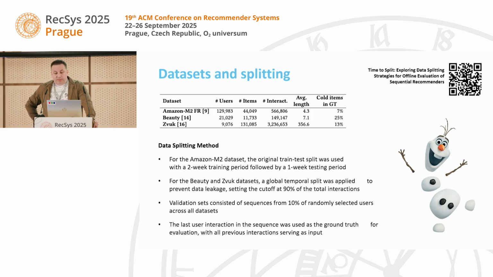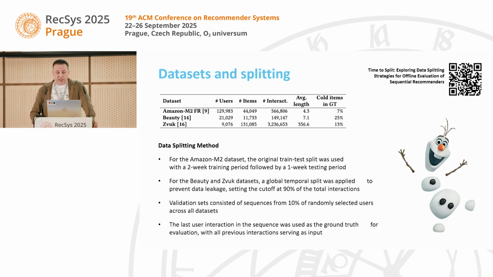And what is the experimental setup? We tested our method on three data sets. As I said, in industrial data we have a lot of data sets with descriptions or other content data, but in academic or open source data sets, there are not so many with this data. We use Amazon M2 from KDD Cup, which includes e-commerce products and product descriptions. Beauty, a classic data set with user reviews from Amazon, and Zvuk, a music recommendation data set with audio-based representations.